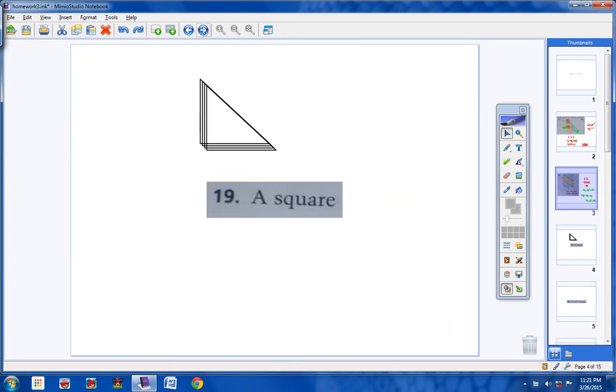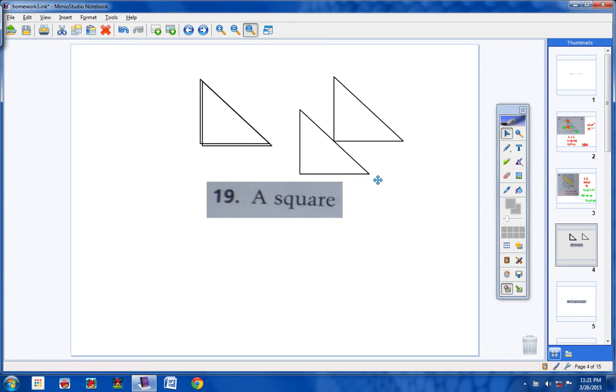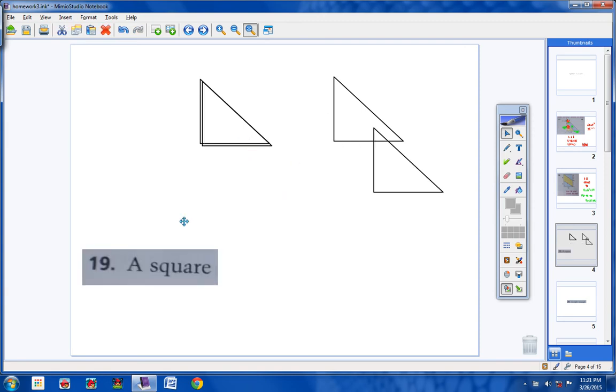Now, students, for numbers 19 through 22, the directions say to take 4 right triangles that are isosceles. Now, an isosceles right triangle means the two legs will be congruent, okay? And what we're going to do is make shapes out of these, which is good practice. It makes you think, okay? So they want us to come up with a square using these 4 right triangles.